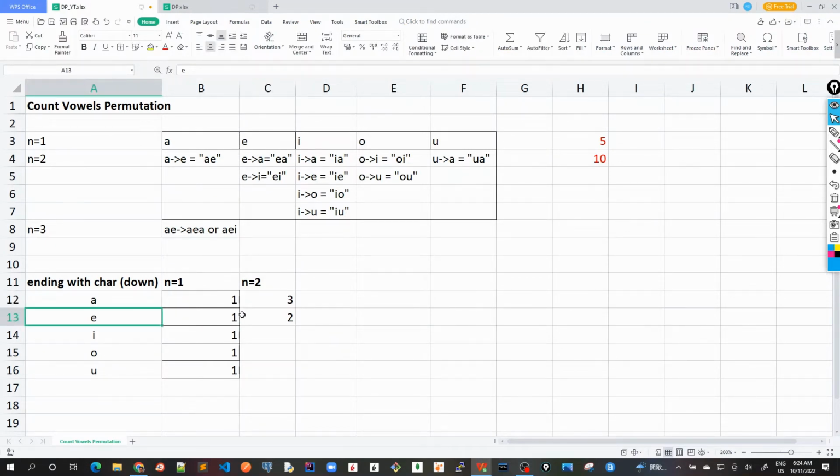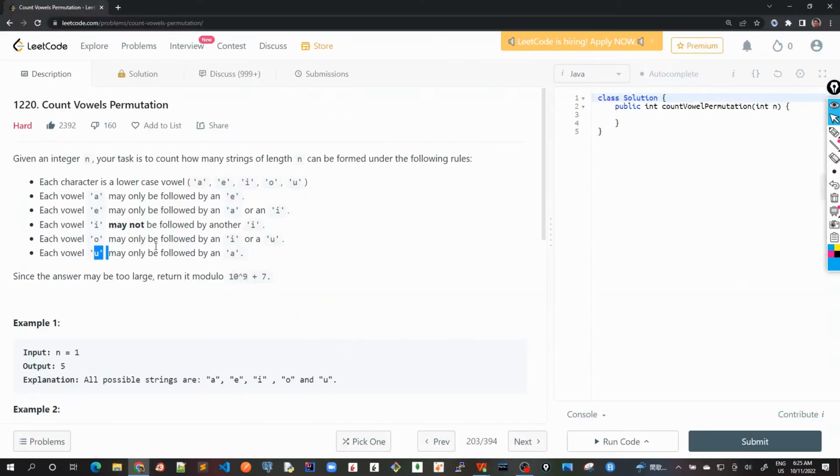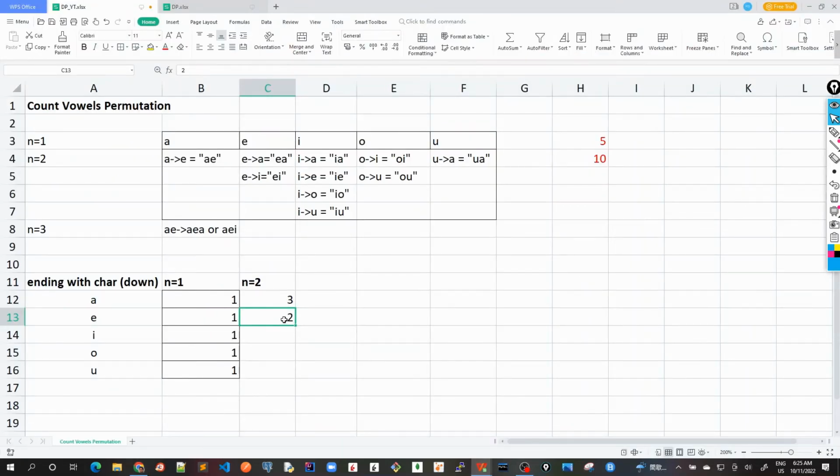Now again, let's go through the same concept: what are the rules which end up with E, or are followed by an E? We calculated 2 here by searching the strings, but let's see the same thing as we did for A. Each vowel A can only be followed by an E. So this is one case. And for I also, it can be followed by an E. So there are 2 rules after which we get the last character as E, and that's why the answer is 2 for E.